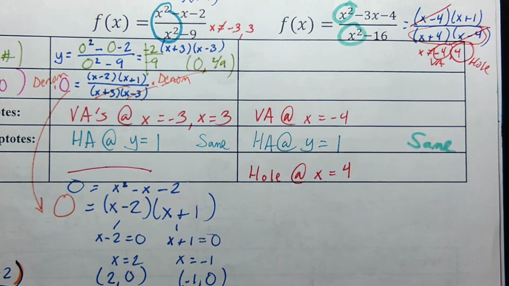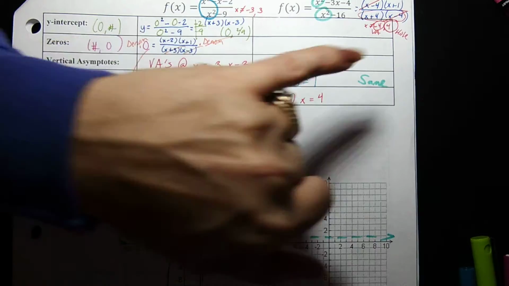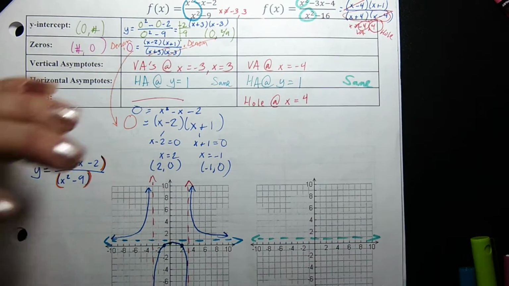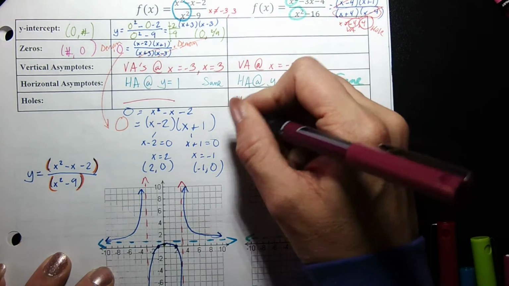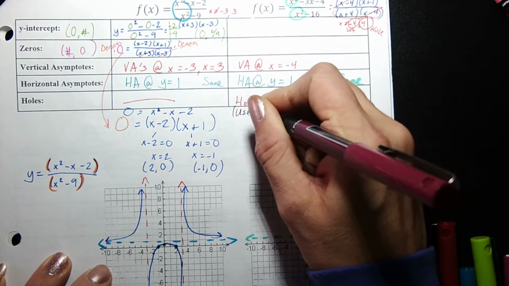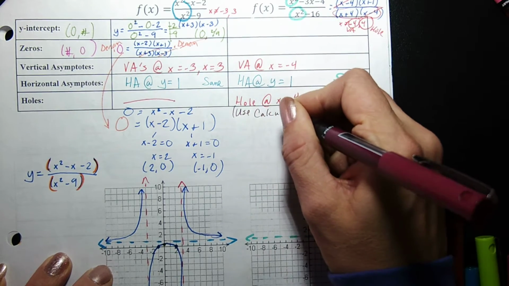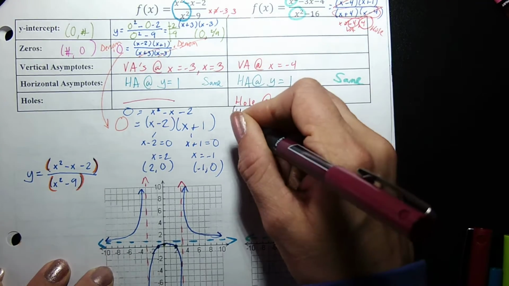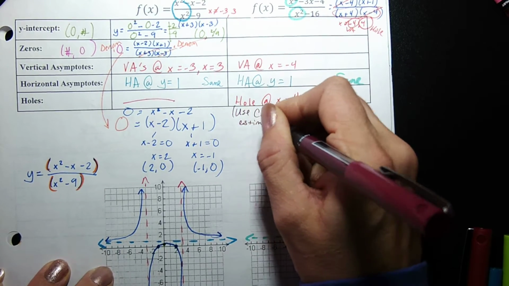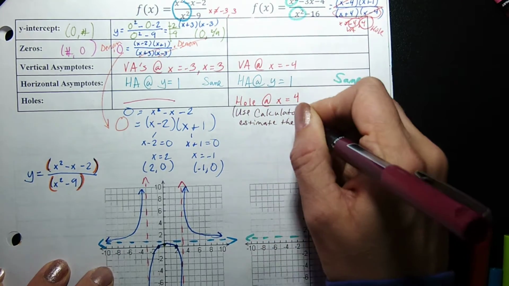So this is my first time having a hole restriction on the graph. So unlike that kind of first example we did where we were able to easily find that linear equation, this one we are going to use our calculator to estimate the location. So let's just put a note by this one. Use calculator to estimate the location of the hole.